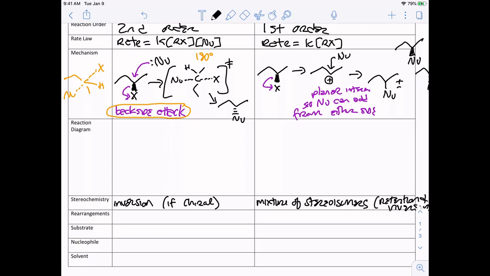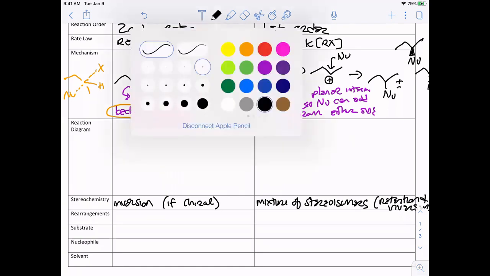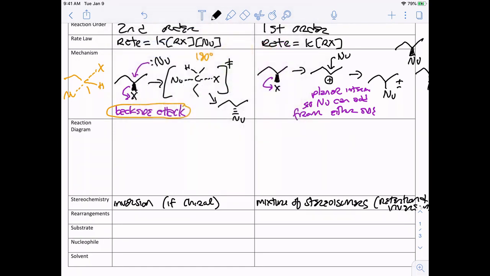Let's add the rearrangement part next too. Because I'm not going through a carbocation intermediate for SN2, there's no rearrangements. Because I'm going through a carbocation intermediate for SN1, there is that possibility. So under rearrangements here, I mean carbocation rearrangements. That's specifically what we're talking about. So possible.